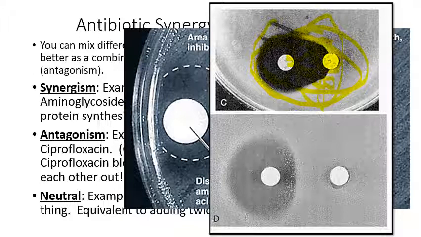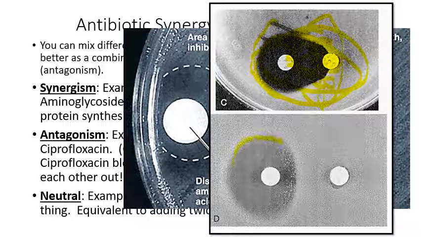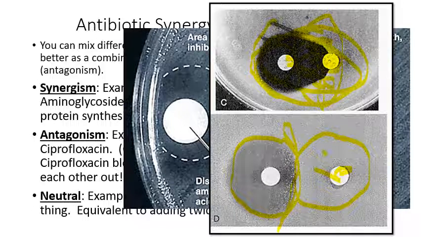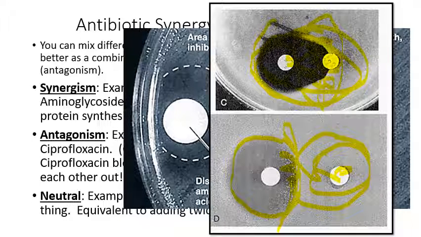This one here, notice that it has a nice round clearance zone to the left, but the zone where the chemical is from this disc is actually pushing the clearance zone, kind of cramping it this way, because this antibiotic is actually interfering with the effectiveness of this one. So that's an elegant example of antibiotic antagonism.